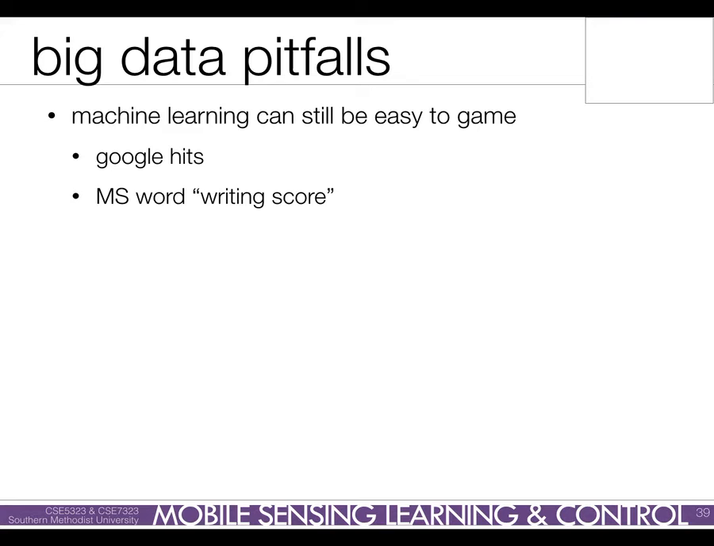Machine learning can still be very, very easy to game, right? What I mean by that is, let's say, Google hits. If you want your website to show up higher on Google, Google's a really advanced system that it uses as a search engine. You can still game the system and find ways to get your website to have more hits than anybody else.